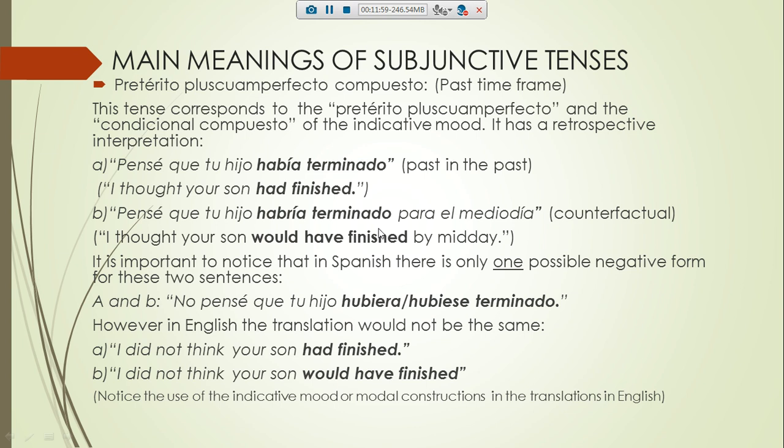However, in English, the translation would not be the same. I did not think your son had finished. I did not think your son would have finished. And the same happens in the affirmative form. I thought your son had finished. I thought your son would have finished by midday. This is very interesting, and you should really bear in mind, you should really pay attention to the type of meaning denoted by the subjunctive mood in Spanish so that you are able to make an accurate translation.